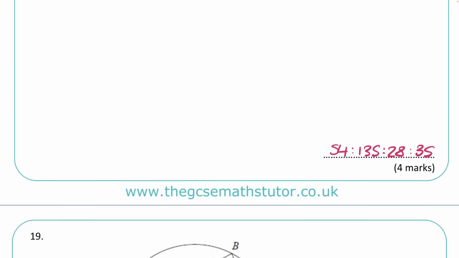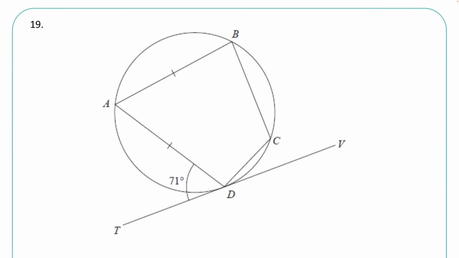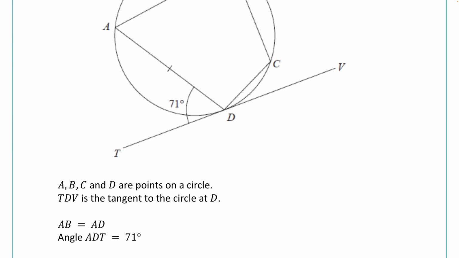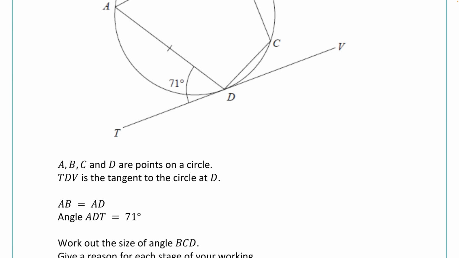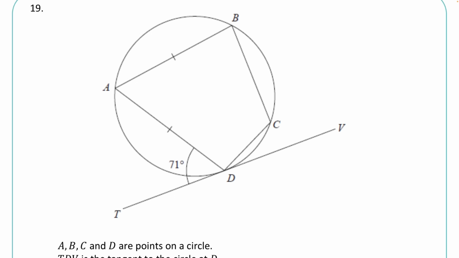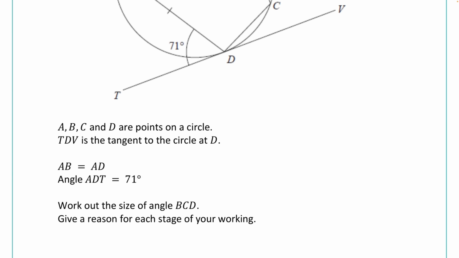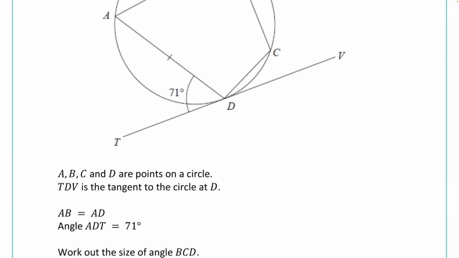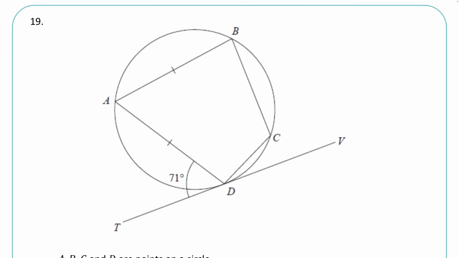Okay, there we go. On to our next question, and we are looking at a circle theorem. It says A, B, C and D are points on a circle. TDV is the tangent to the circle. AB is equal to AD, which we can see there. We've got those little lines on the outside of the quadrilateral. Work out the size of BCD. You must give a reason for each stage of your working. So BCD, let's find that angle.